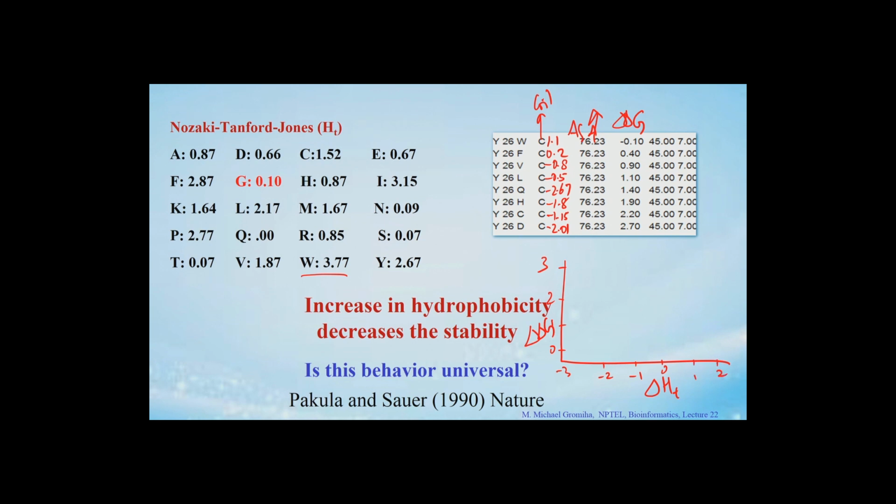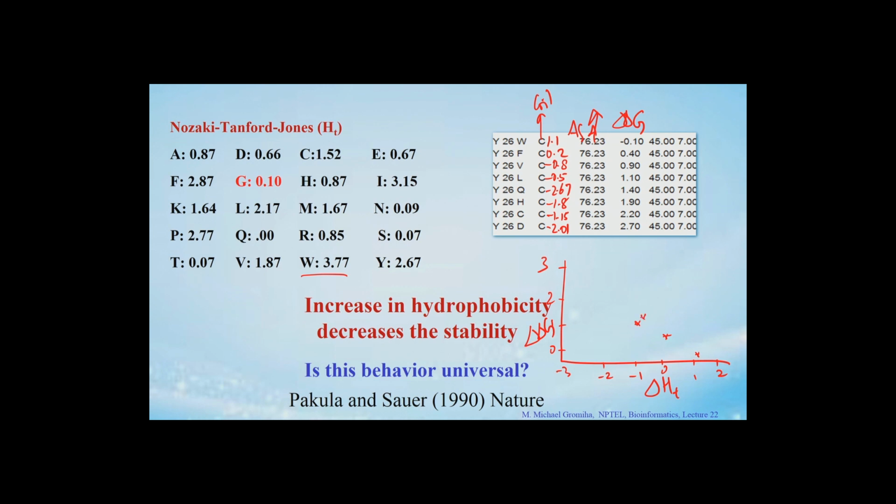Y26W: 1.1, minus 0.1, somewhere here. The second one, Y26F, is 0.2 somewhere here, and the y axis 0.4 somewhere here. The third one, Y26V, minus 0.8 and 0.9 somewhere here. Y26L, minus 0.5 somewhere here, and 1.1, right?